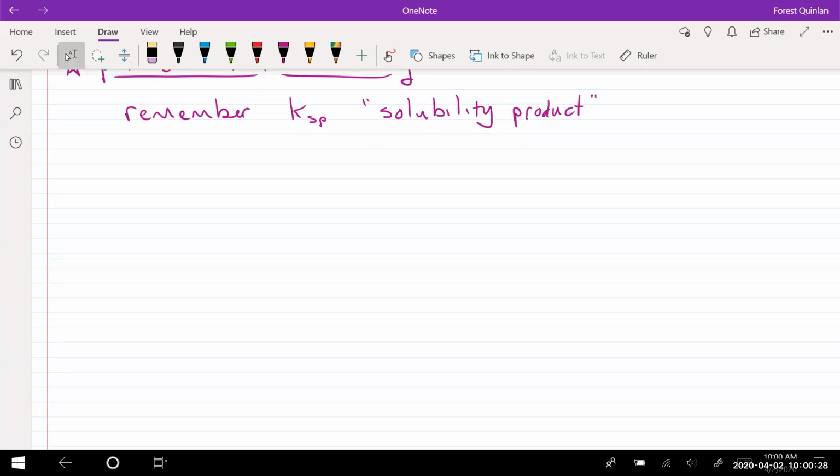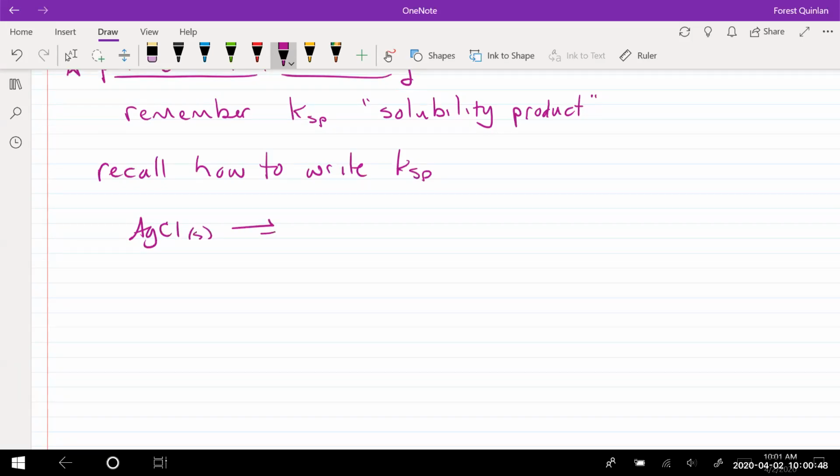I just want to point out here, when we are writing these Ksps, so recall how to write Ksps, because we haven't done this in a few weeks. So let's say that I have silver chloride, that's a solid, back and forth to make its silver ions and its chloride ions. This is standard. We did a whole lab on this. If I wrote the Ksp for this, what would that look like?